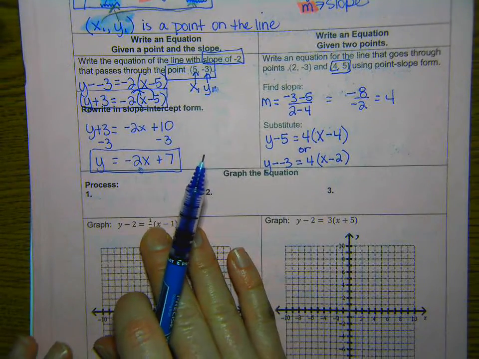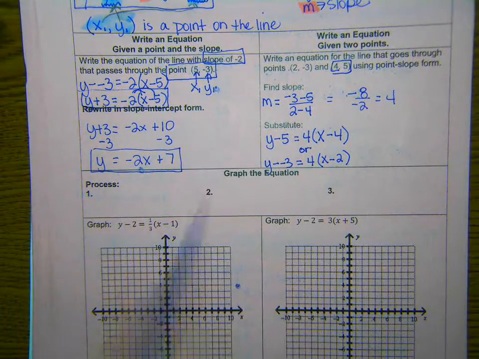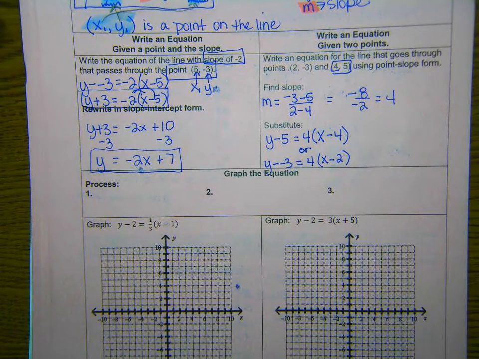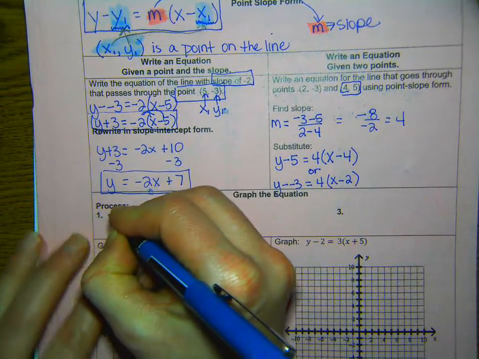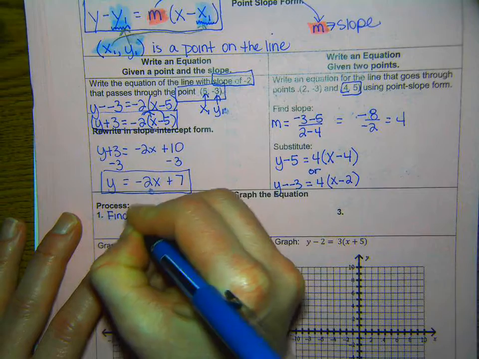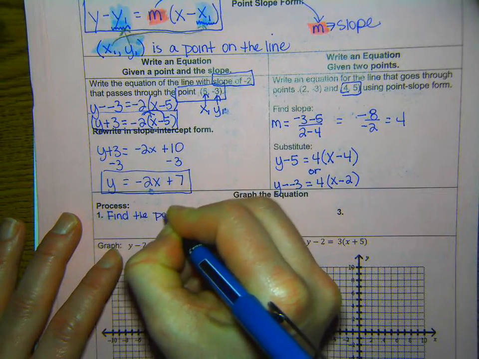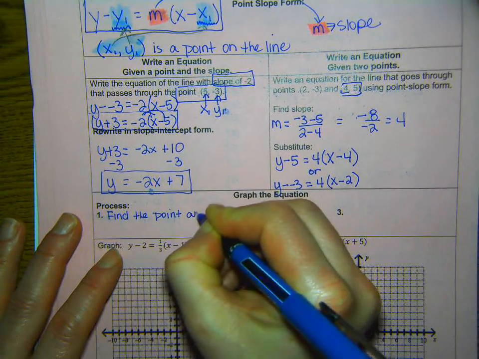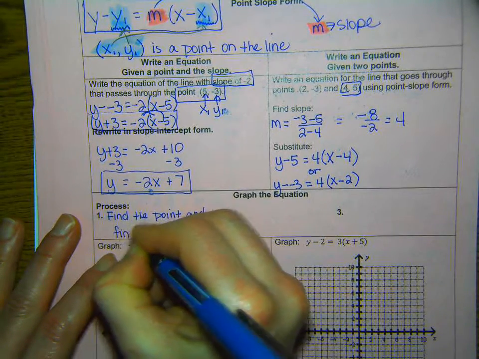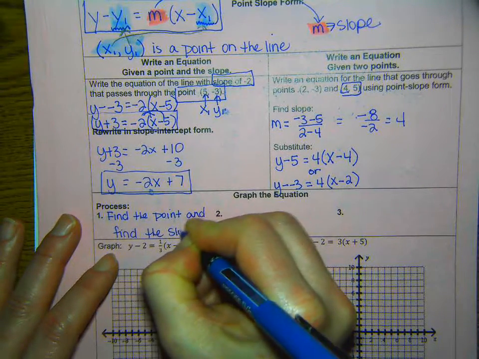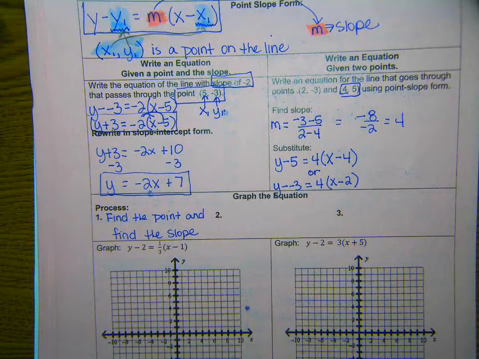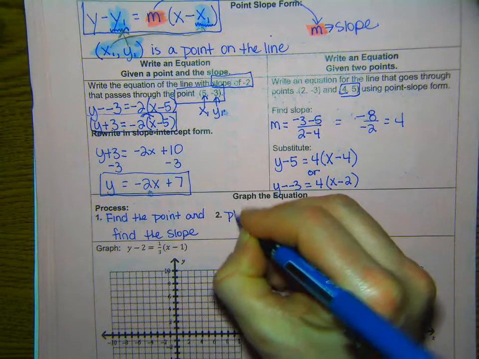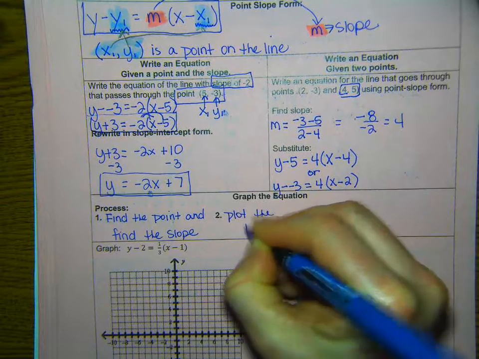The first thing that we have to do, like we talked about with point-slope form, you should be able to identify a point and identify the slope. So number one, what you're going to do is find the point and find the slope. You're going to want to write those two things down first, the point and then the slope. After you do that, then you are simply going to plot the point.